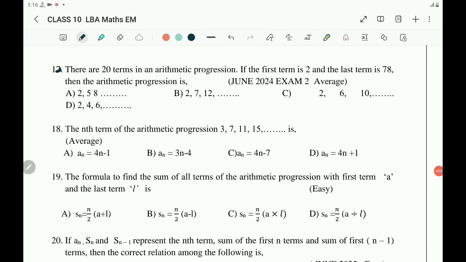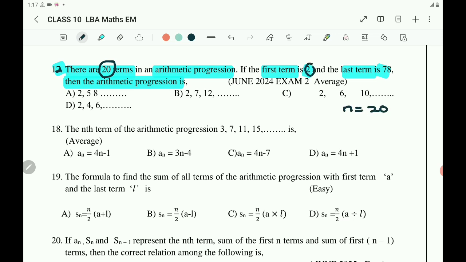Next, question number 17. There are 20 terms in an arithmetic progression. If the first term is 2 and the last term is 78, then the arithmetic progression is. Here last term and first term are given. How many terms are there in the given AP? There are 20 terms. So you can take n equals 20.